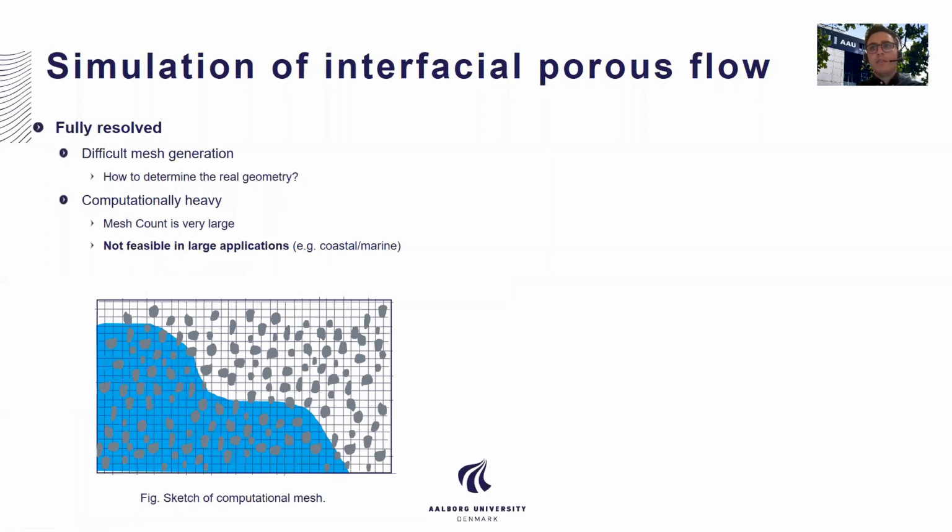When simulating interfacial flows through porous region, there are two main paths that you can follow. One is to fully resolve the porous geometry, while the other is to model it. In order to fully resolve, you have to overcome some geometry-related issues. For example, you need to know what is the geometry that you're going to resolve. Apart from that, usually you will have to deal with large mesh counts, with a lot of small cells in the vicinity of the solid boundaries, and this leads to a computationally heavy simulation. As a result, this method is not feasible in large-scale applications like coastal and marine structures.